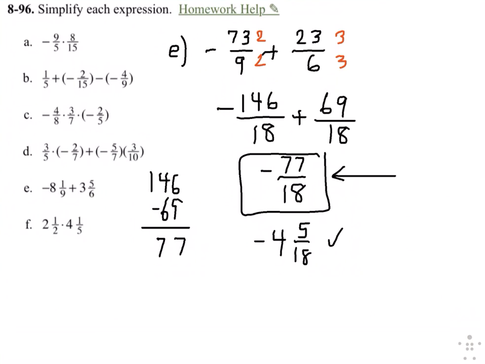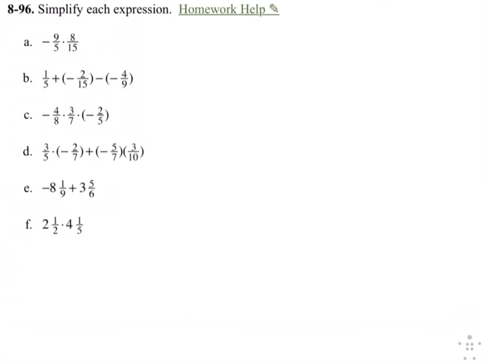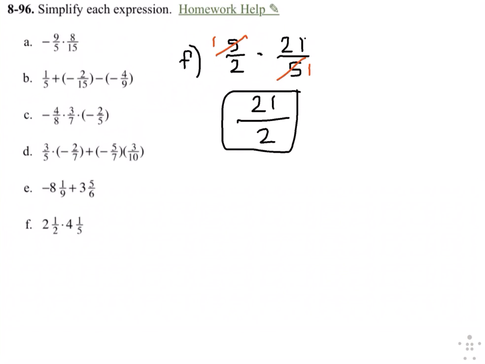Alright, and the last one, F, let me make space. I have 2.5, right, F, 2.5, and I'm going to change it to an improper fraction. That's 5 halves times, and I'm going to change this to an improper fraction, 21 fifths. And now we look for anywhere we can cross cancel, and I can. 5 and the 5 is a 1 and a 1, right? And 21 and 2 I can't do anything with. So 1 times 21 is 21, 2 times 1 is 2, and we have 21 halves. Again, if you really want to, you could make it 10.5, but no reason to do that.